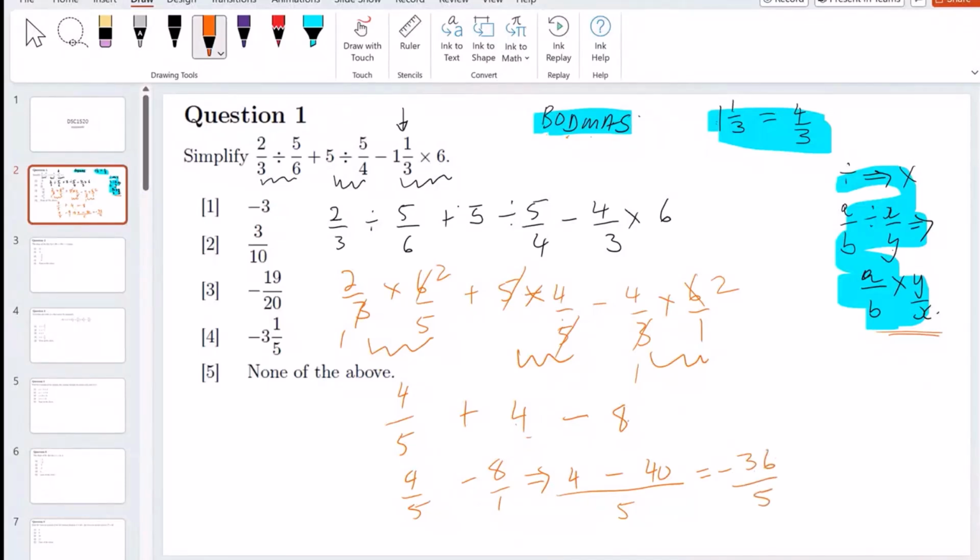I look at my questions and I see I don't have a question which is written like this, so let me write this as a mixed fraction. So this is minus, and then how many times does 5 go into negative 36? 5 times 6 is 30, so it goes 6 times, and then I'm going to be left with 6 over 5.